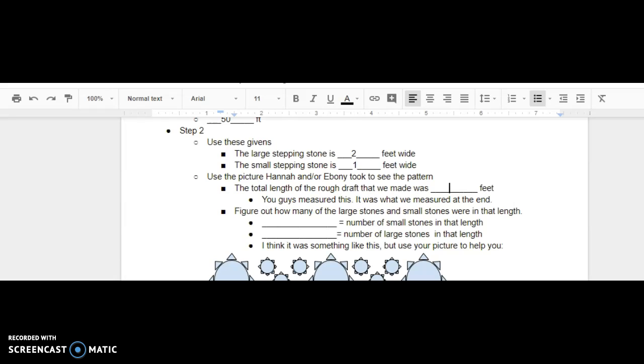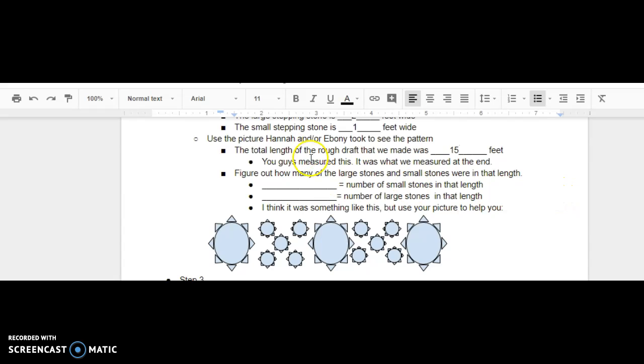For instance, I think you measured it. It was the last measurement that you guys did of the day, and I'm going to say it was 15 feet. Again, that is probably not what it is. From that 15 feet, you can figure out how many large stones and small stones there were. You should be able to look at Hannah's picture or Ebony's picture. You had it at 15 feet. We can then start to figure out how many small and how many big ones were in there.